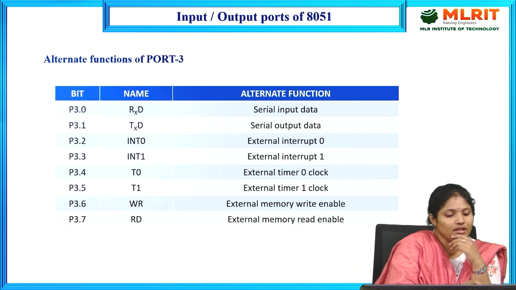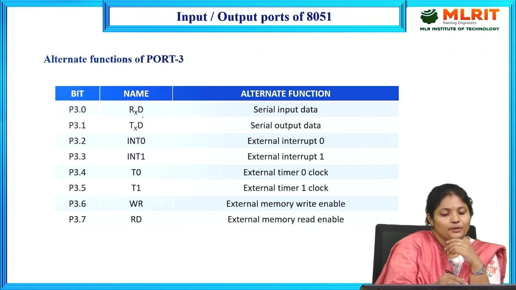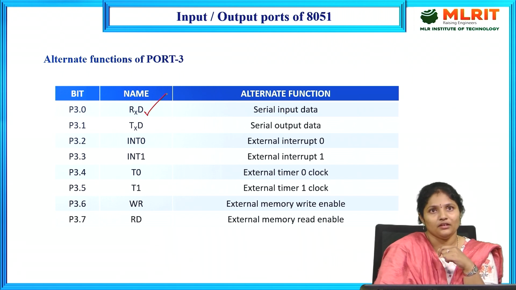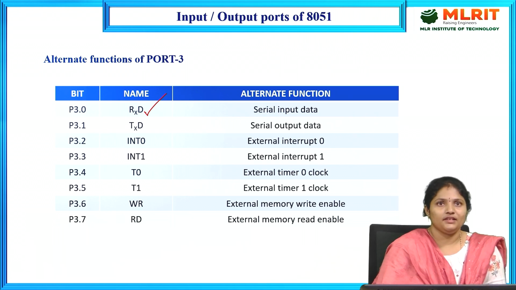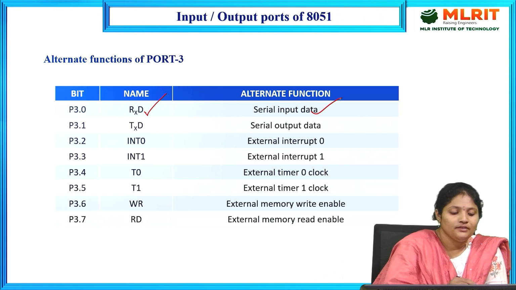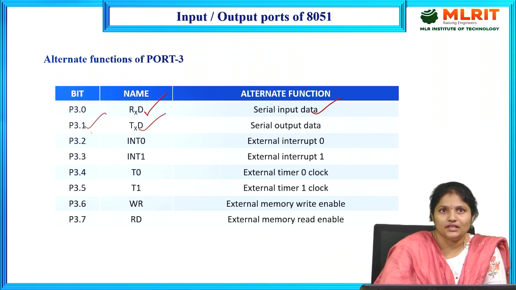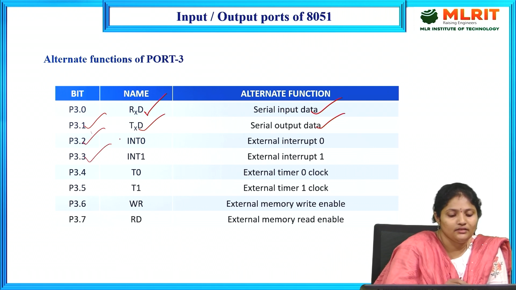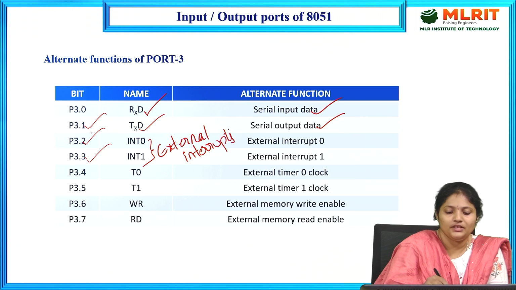P3.0 will be used as the receive pin in serial communication, the serial input data, for the serial port receive interrupt. P3.1 is used for the transmit interrupt, the serial output data. P3.2 and P3.3 are the external interrupts. To access the external interrupts, these two pins will be used.